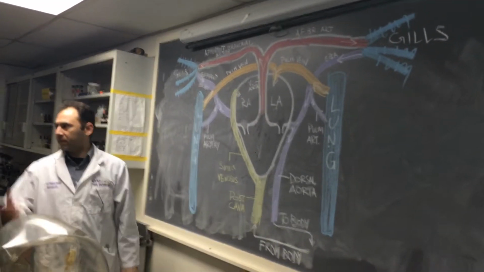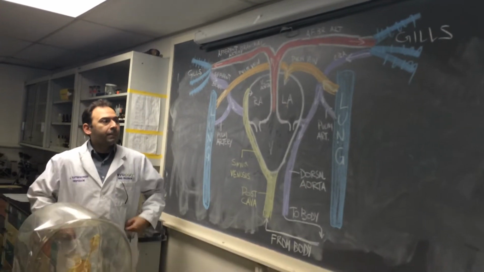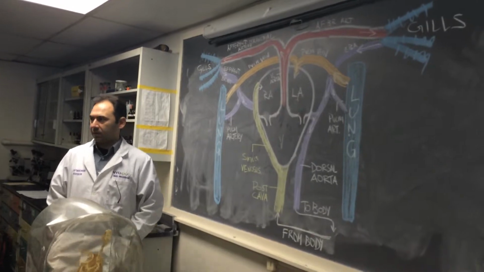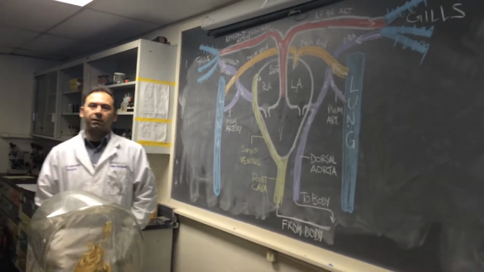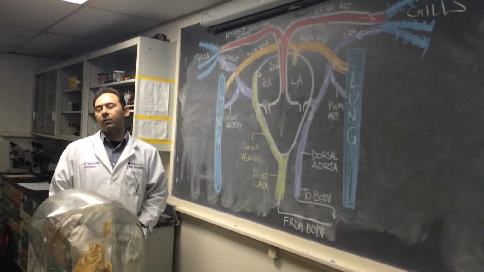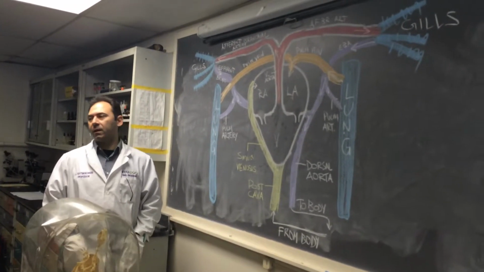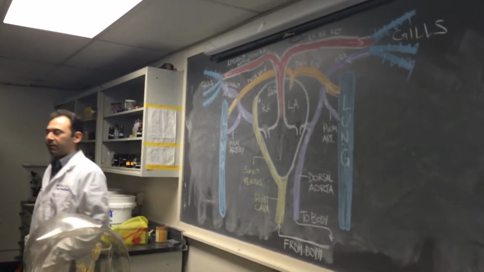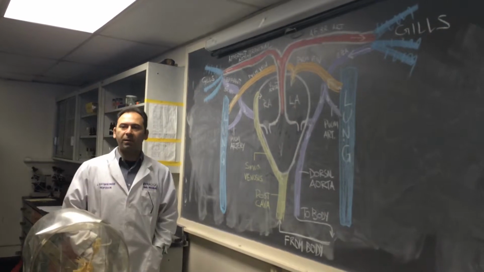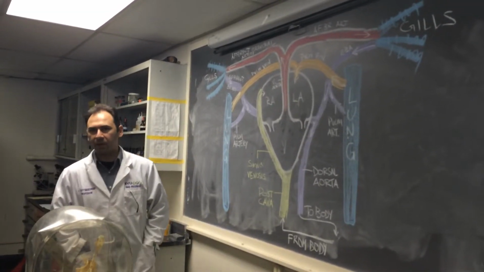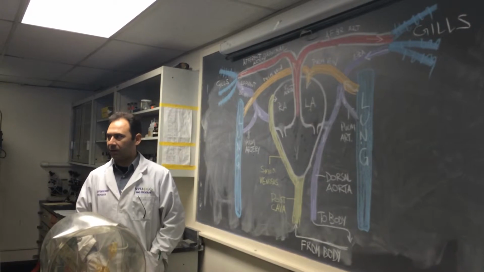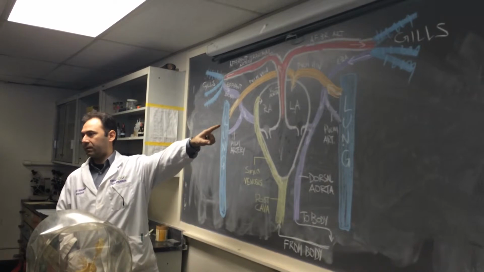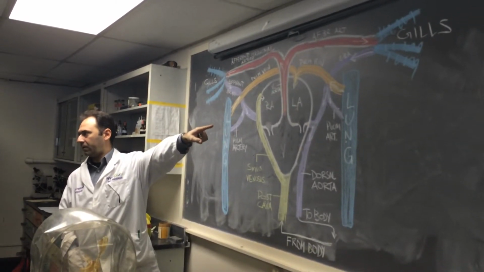So if I ask you questions such as, after leaving the gills, or which blood vessel carries blood to the gills? You would tell me the afferent brachial arteries. Which blood vessel carries blood away from the gills? Efferent brachial arteries. Which blood vessel splits to deliver blood to the lungs as well as the dorsal aorta? That would be the afferent brachial artery splits into dorsal aorta and pulmonary artery, right?